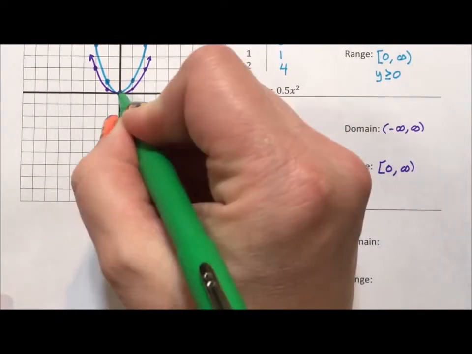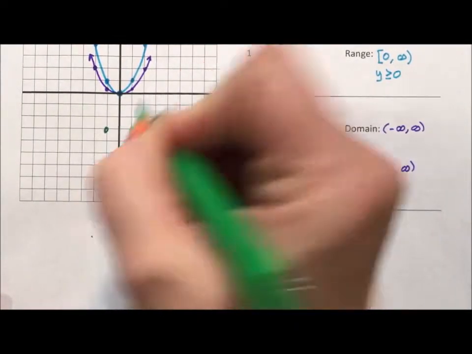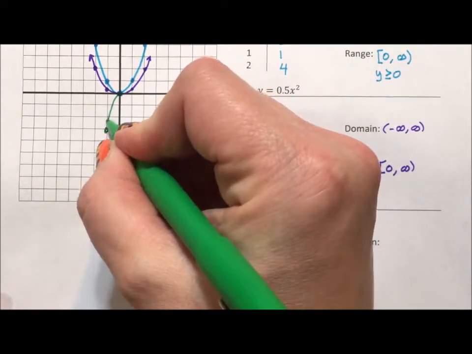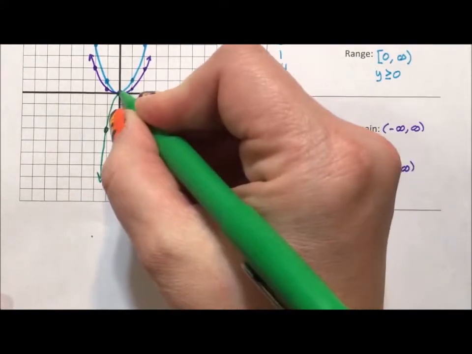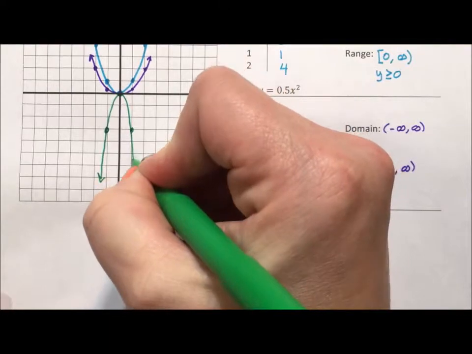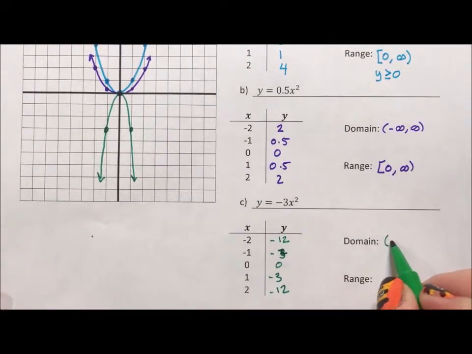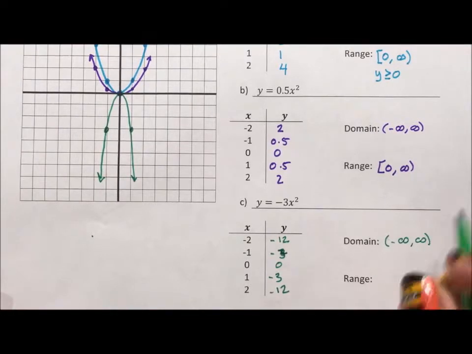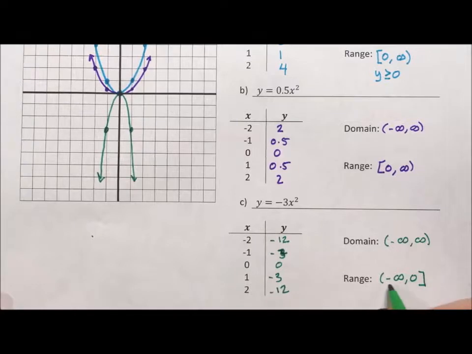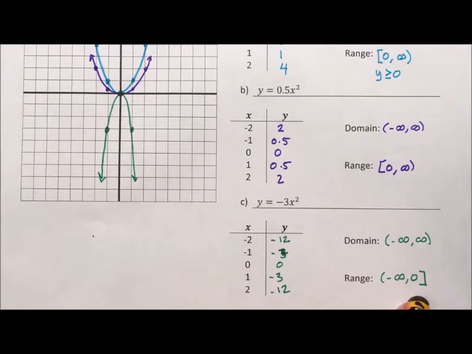(-1, -3), (0, 0), (1, -3). We have a much skinnier parabola and one that's going down instead of up. The domain is still going to be all real, but in this case, the range is going to go from -infinity to 0. The -infinity always needs to be put on the left-hand side. That's very important when we're dealing with interval notation. Never put the -infinity on the big side.